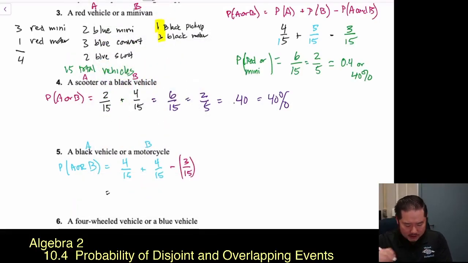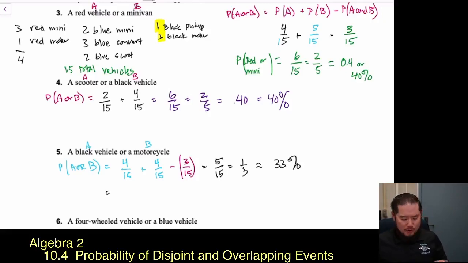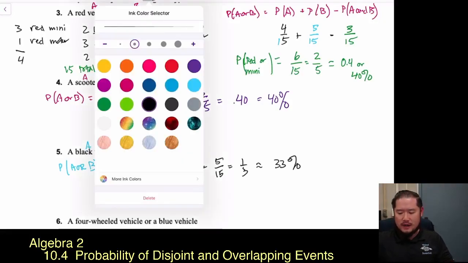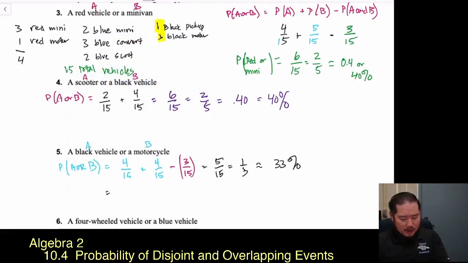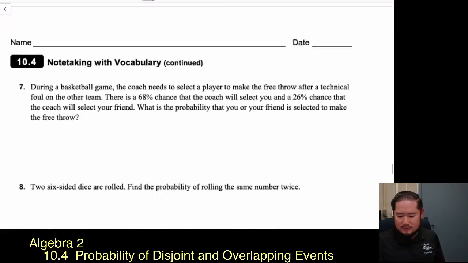Let's get our probability right here. All of this will end up equaling, looks like 5 over 15, which is equal to 1/3. And hopefully we understand that 1/3 is 33%, okay, or 33.3333%. All right, so hopefully you understand now what ends up happening when we do have overlapping events and we're trying to find the probability right there. So let's go ahead and move along and take a look at number 7.